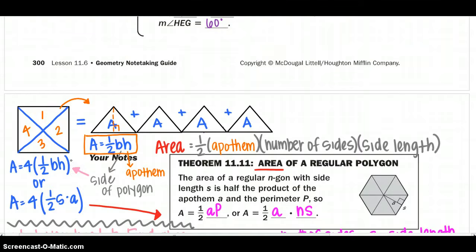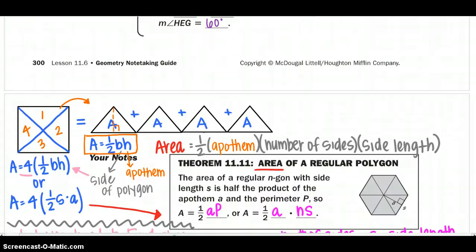So I have 4 triangles that make up my square, so that's where I get 4, and then I'm just going to take my area of my triangle, 1/2 base times height. Or we can think of it as area equals 4 times 1/2 our sides times our apothem. So that's kind of where they have come up with this area of our regular polygon.